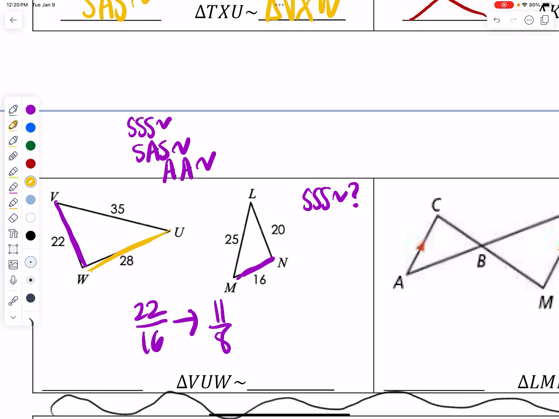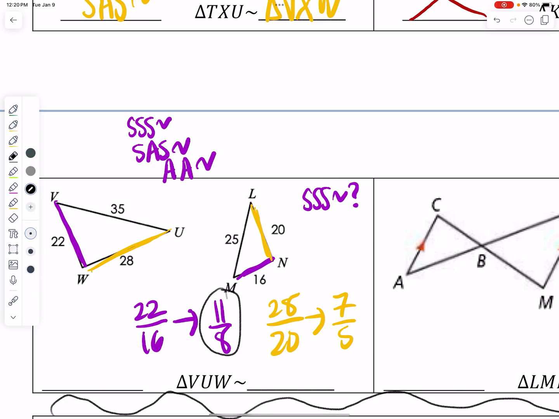Here's 28. Here's 20, both the medium-sized amounts. 28 over 20, when I reduce that and put it in an improper fraction, I do not believe is going to reduce to the same thing. So 28 over 20 reduces to 7/5. Well, 11/8 is different than 7/5. So this is not going to be similar, and so you're not going to have a shortcut. So I don't even have to check that third piece, the 25 and the 35. I don't even have to check that because it's already failed.